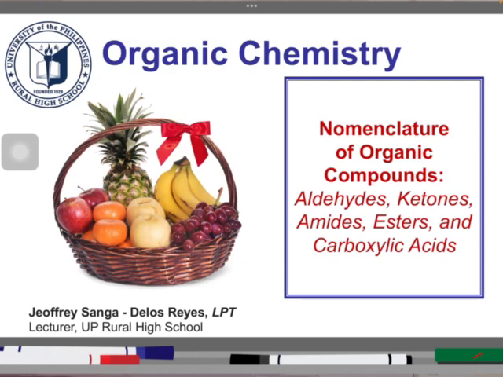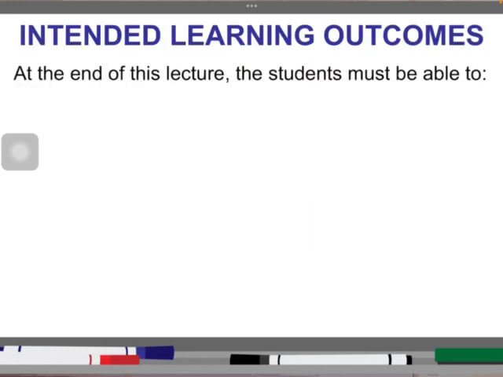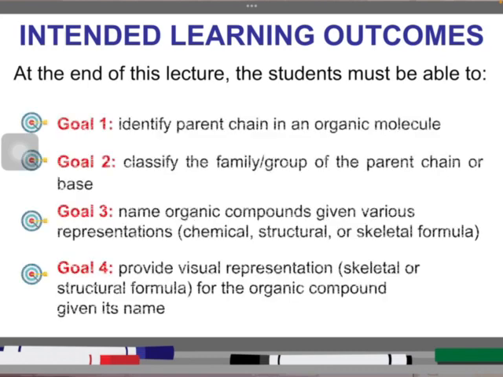So we have the same intended learning outcomes just like before. Goal number one is to identify and name the parent chain in the organic molecule. Goal number two is to classify the family of the parent chain or the base by giving the appropriate suffix. Number three is the very meat of our discussion, which is the naming of the organic compounds given various representations such as chemical, structural, or skeletal formula. And goal number four is just the reverse of goal number three.